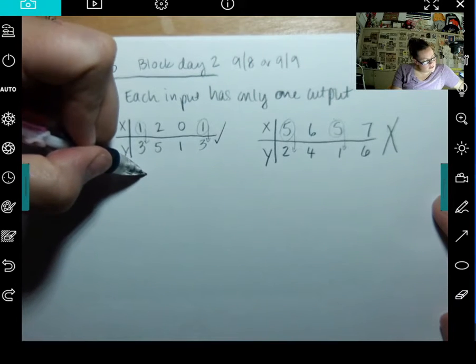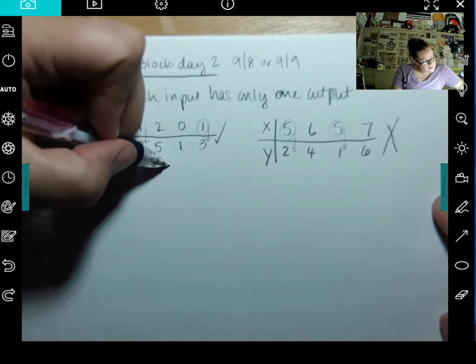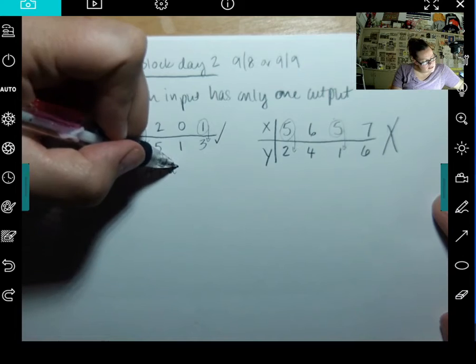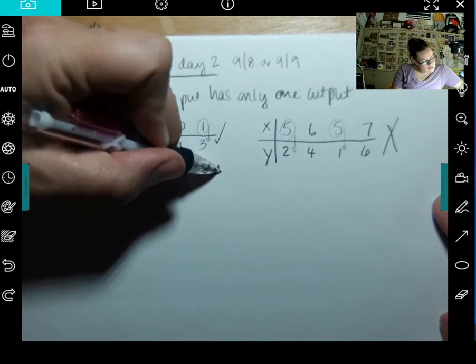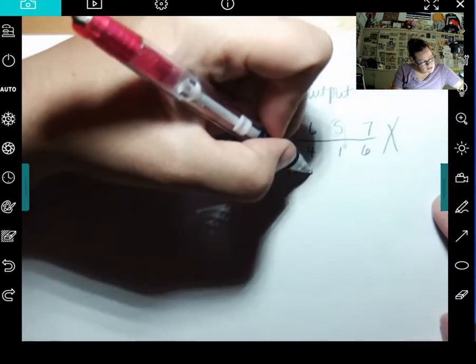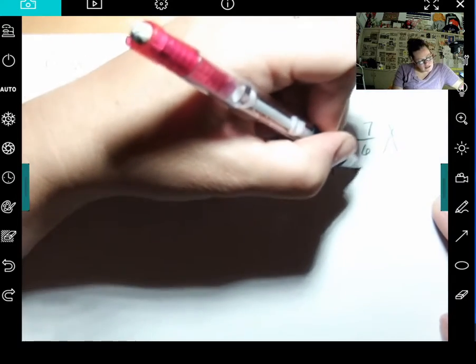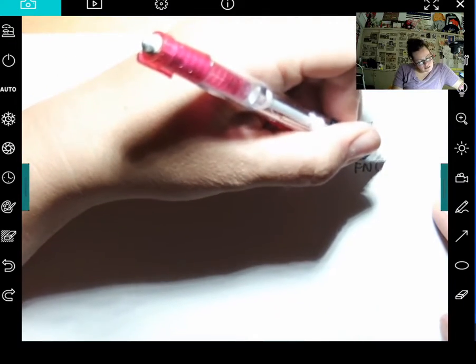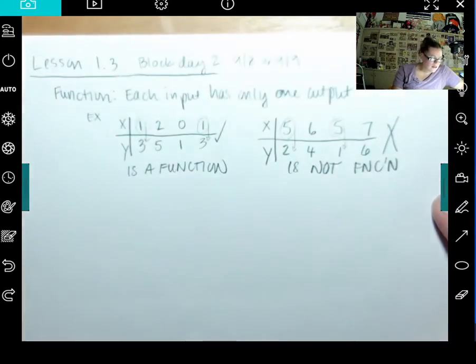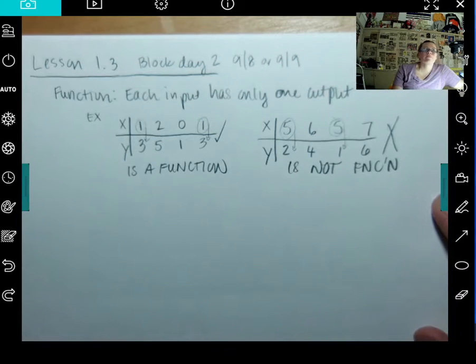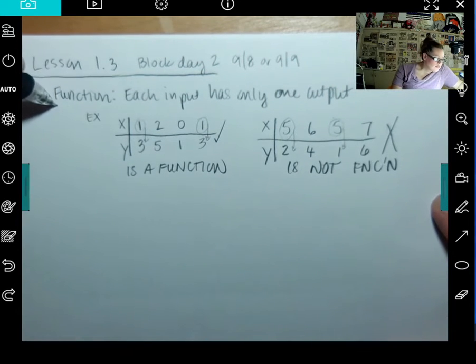So this is a function, and then we'll just say this is not a function, FNC, function. Okay. So roughly that's what a function is.